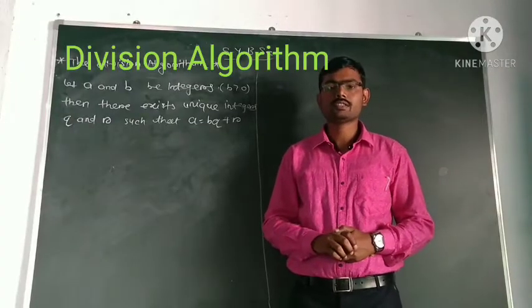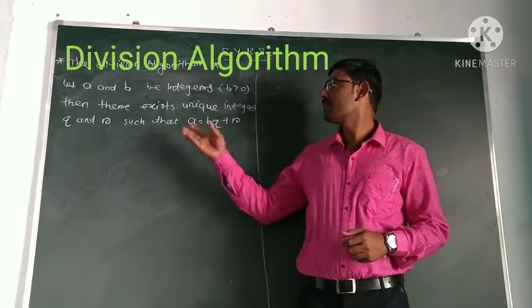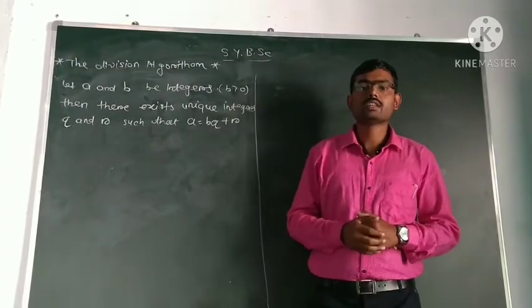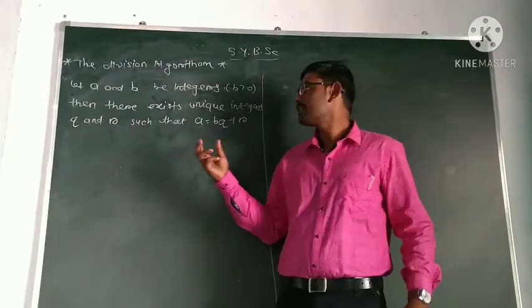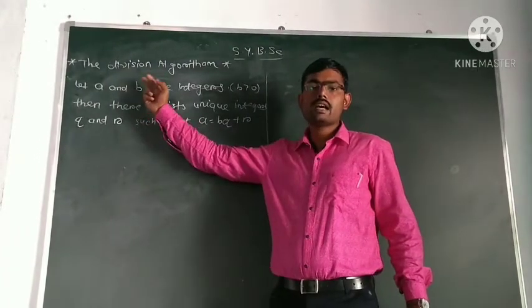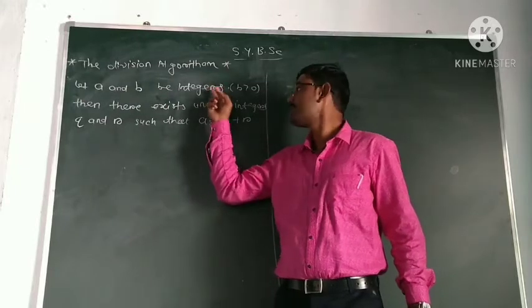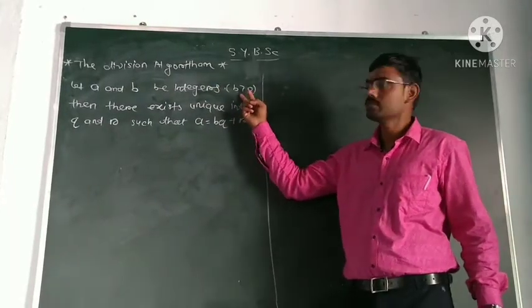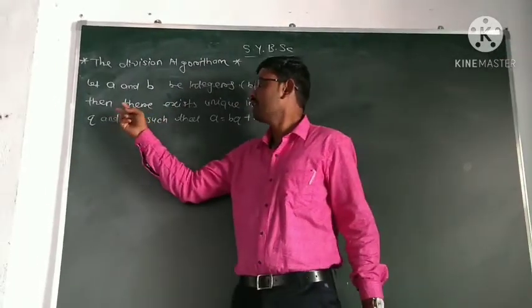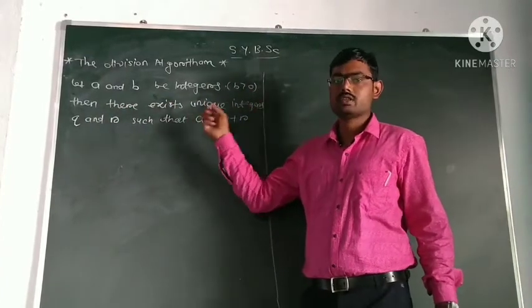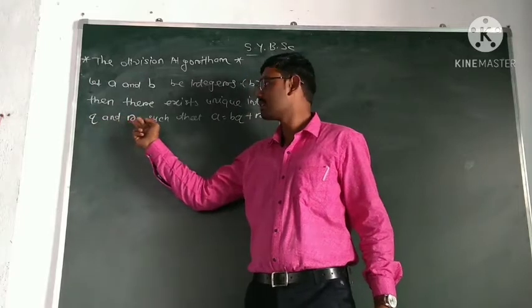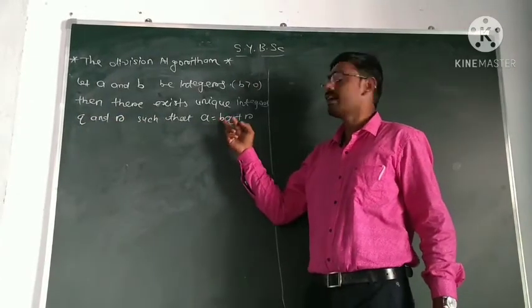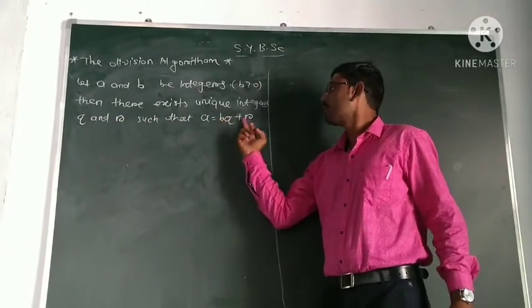So, hello friends. Today's point of syllabus is the division algorithm. The statement is: let a and b be two integers such that b is positive, or non-zero. Then there exist unique integers q and r, where q is the quotient and r is the remainder, such that we can write a = bq + r.